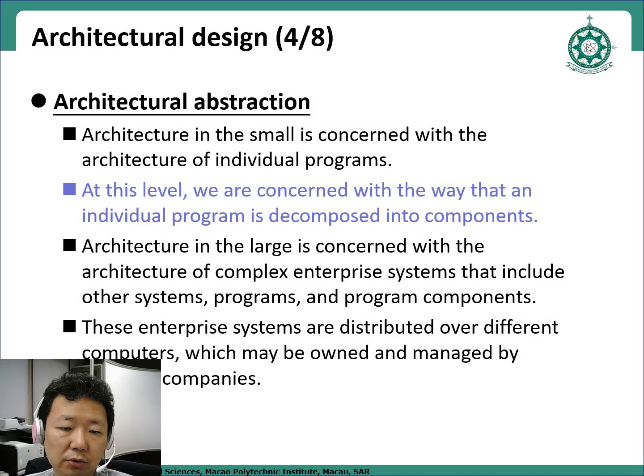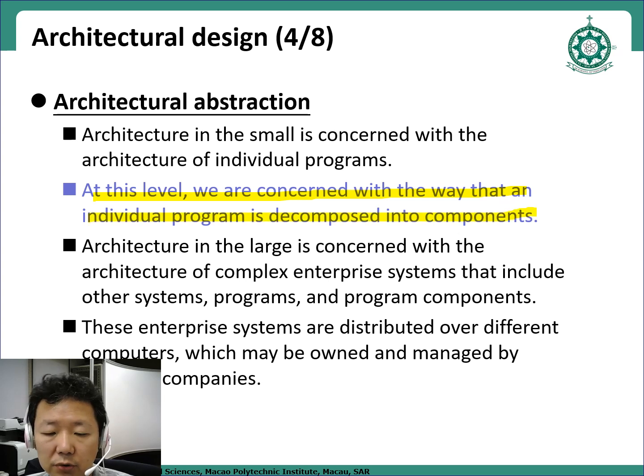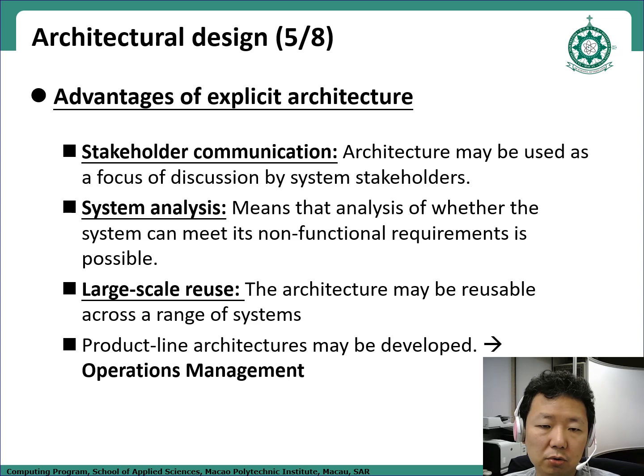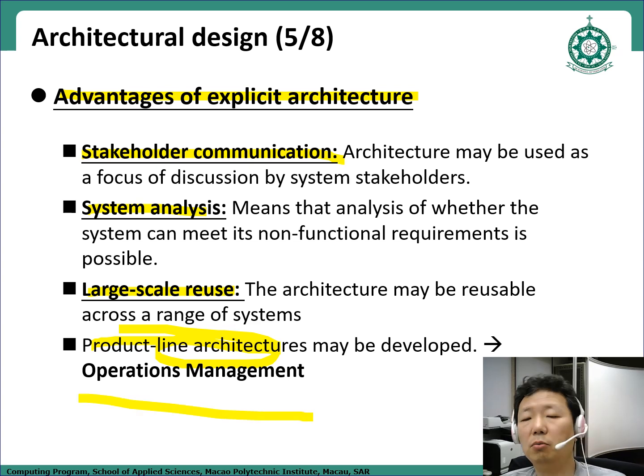In architectural design abstraction, at this level you are concerned with how an individual program is decomposed into components. Instead of describing it all in words, we will take a look at the pictures later. What are the advantages of designing the architecture separately? It's easy to communicate with your stakeholders, it supports system analysis, and you can see which parts you can reuse. Sometimes you consider product line architecture, which is mainly part of operations research or operations management.